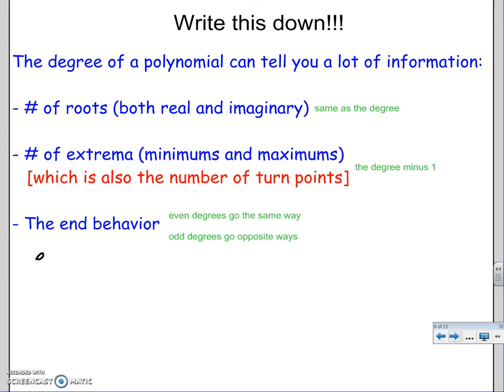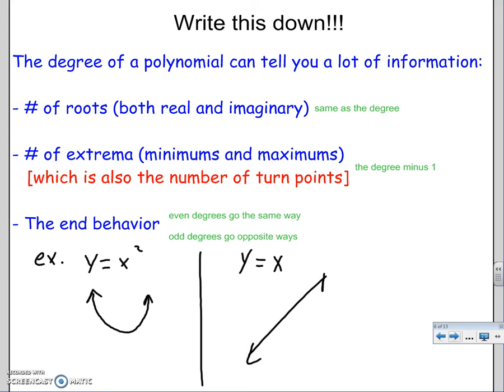If I have y equals x squared, I know it looks like this. So on the left side, it goes up to positive infinity. On the right side, it goes up to positive infinity as well. Right, so they both go up to positive infinity. If I have y equals x to the first power, that's odd degree, it looks like this. On the left side, it goes down to negative infinity. That's what y does. On the right side, it goes up to positive infinity. So they went opposite ways.